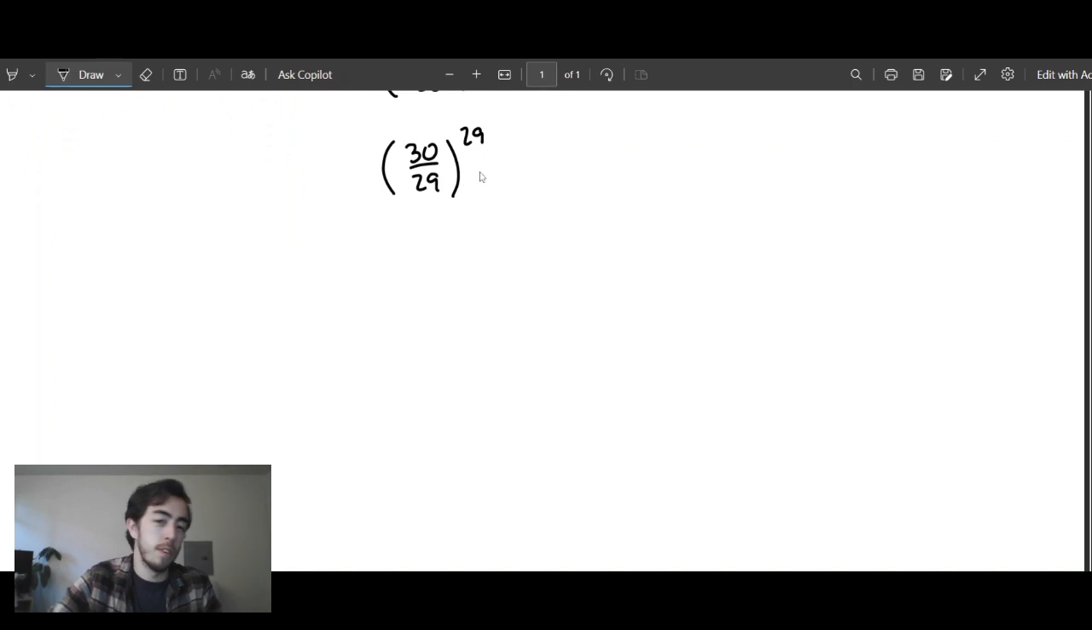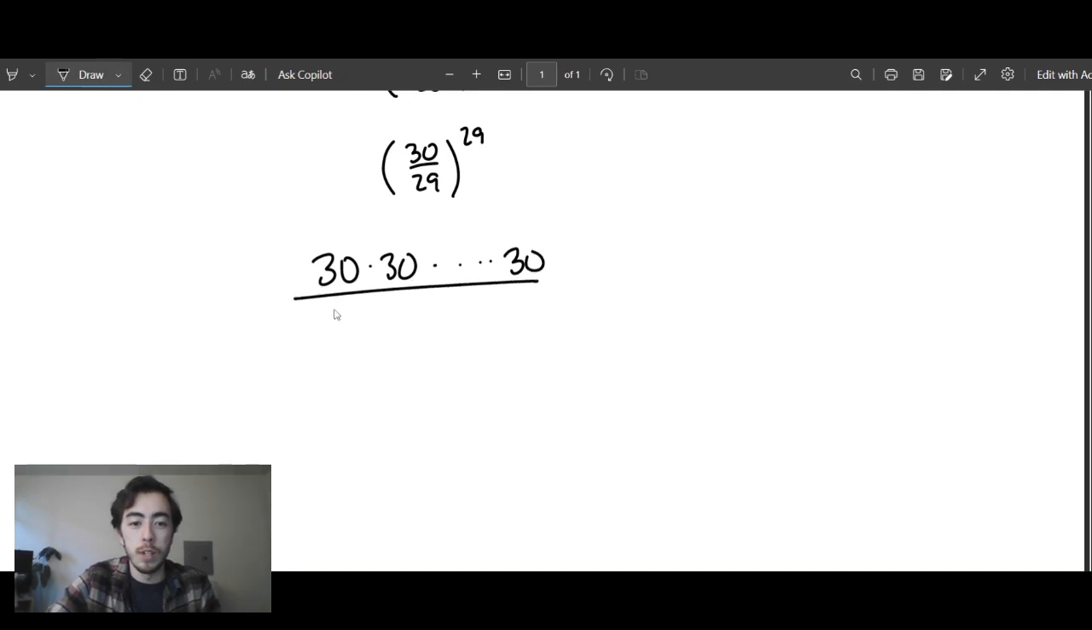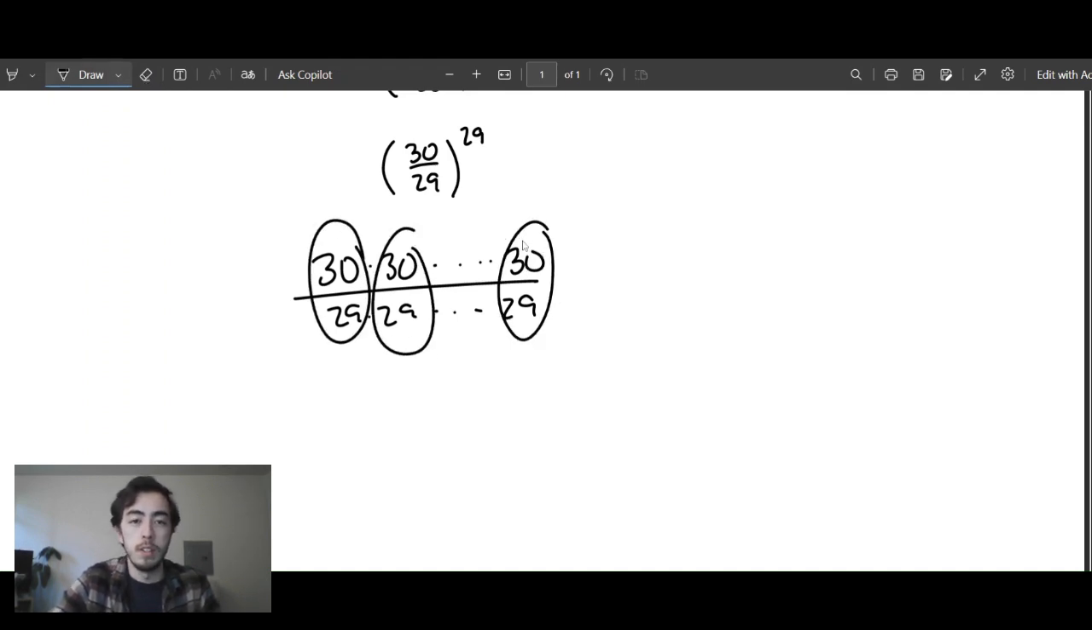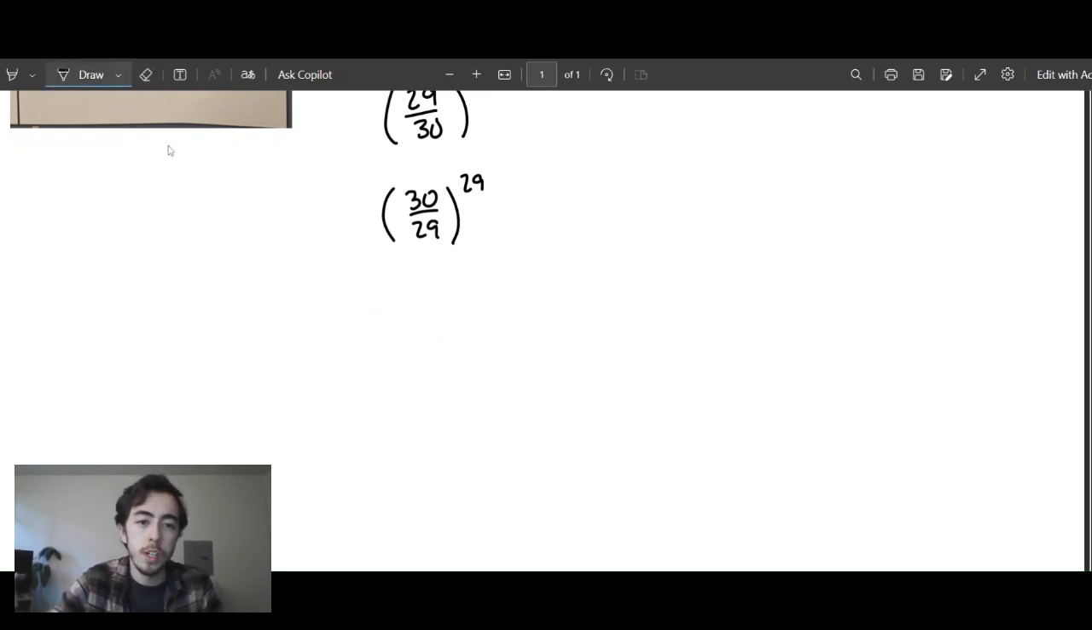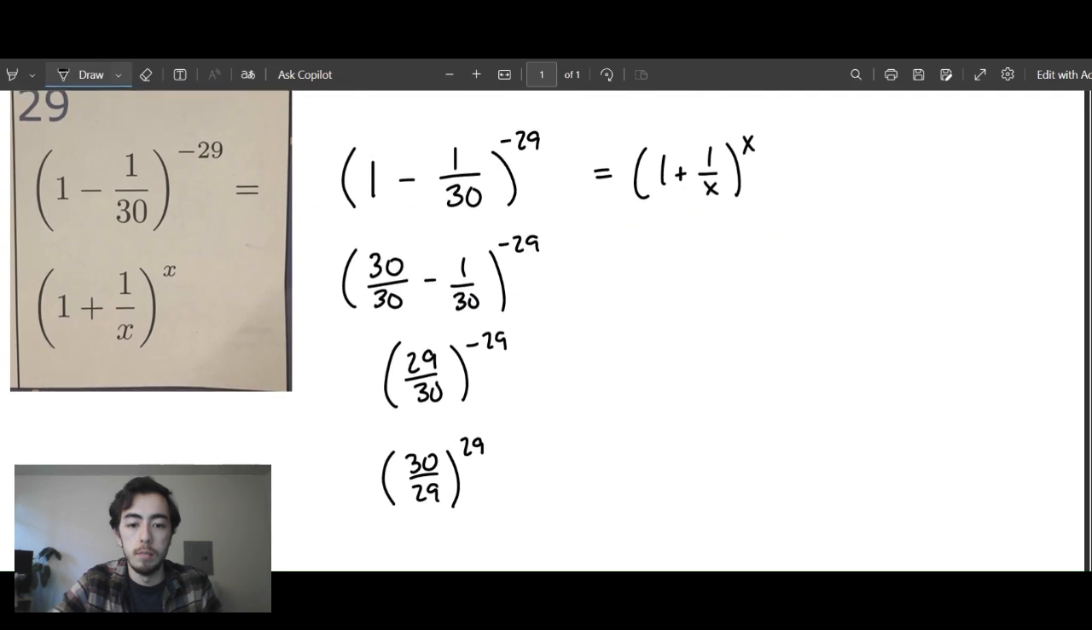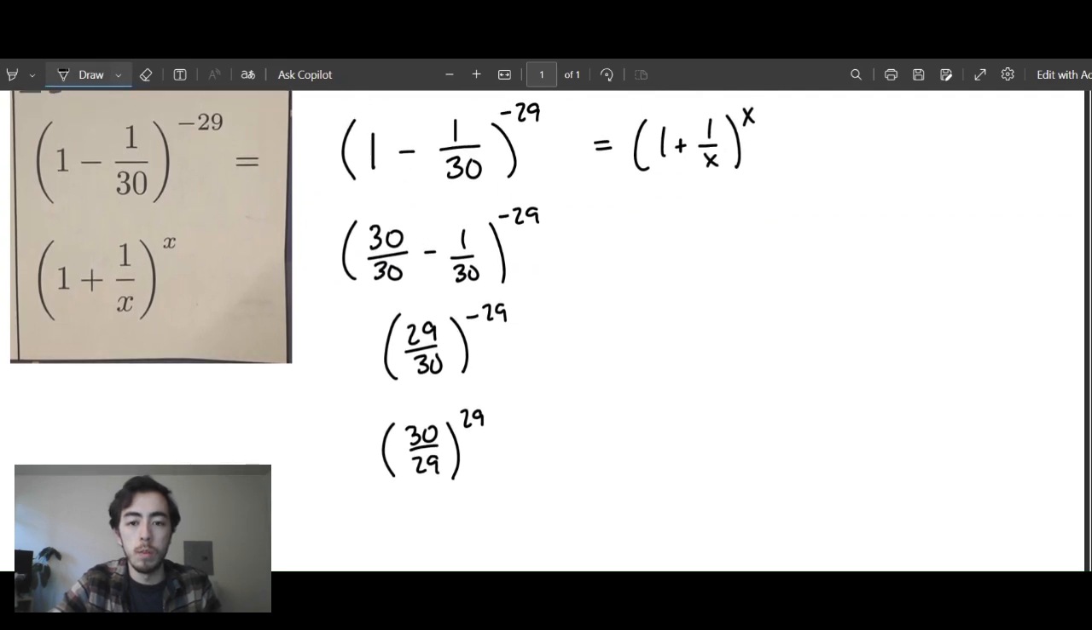And this feels a little tedious. It's basically going to be 30 times itself 29 times on top. Oops, that's supposed to be 30. And then we're going to be dividing by 29 multiplied by itself 29 times on the bottom. So I can already tell that this number is going to be a little bit more than 1, because each of these numbers is a bit more than 1. If you keep multiplying numbers a bit more than 1, we're going to keep increasing the number. But I'm not sure exactly how big that's going to be. So at least that's one way to rewrite the left side.